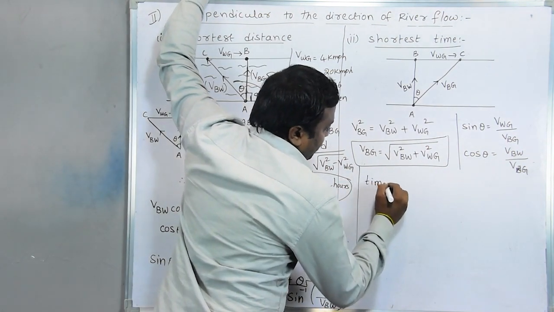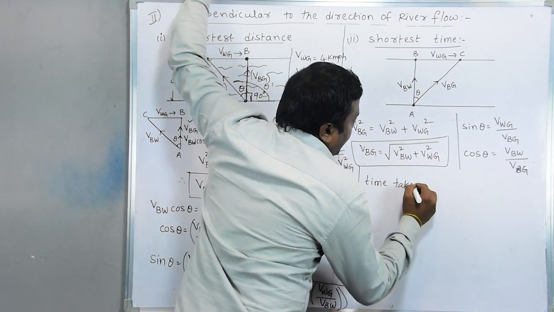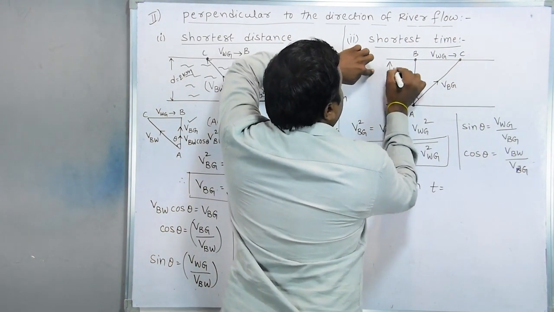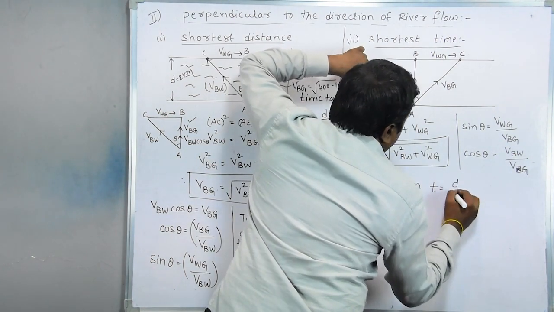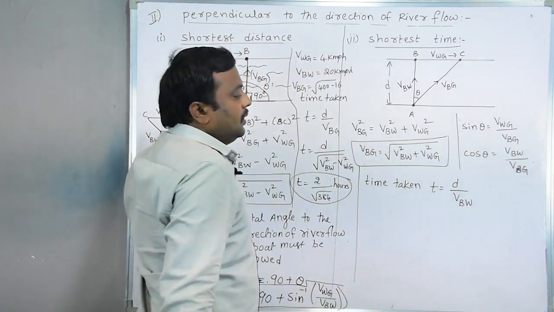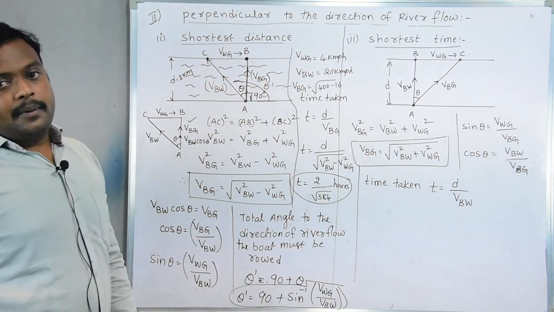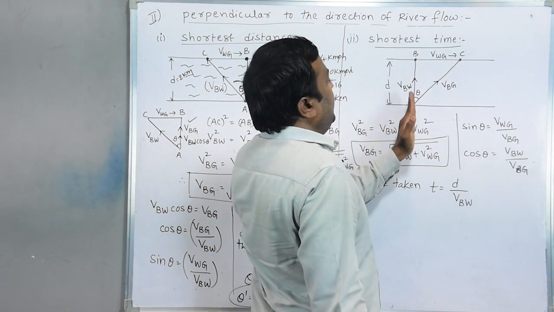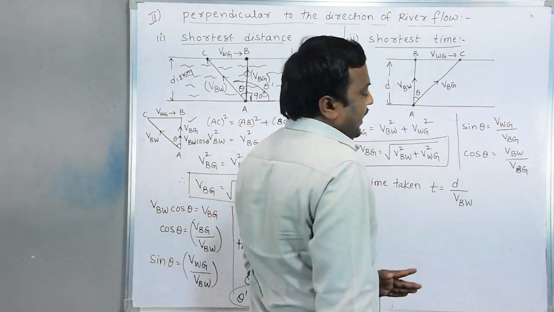Okay, and the time taken is also possible to find here. Time taken, small t, is equal to this width you consider, d, by V_BW, d by V_BW. Time taken, this is the exact path, this is the exact velocity.